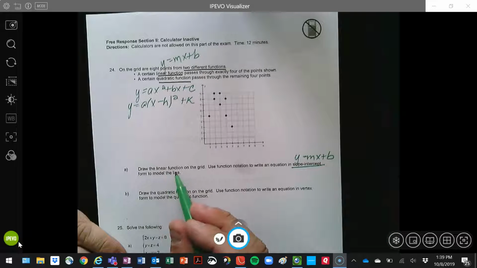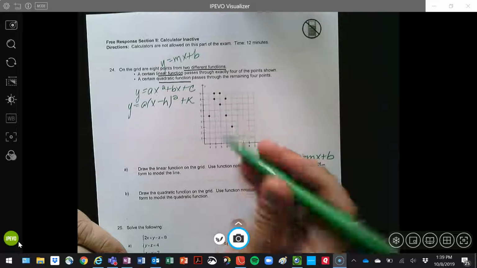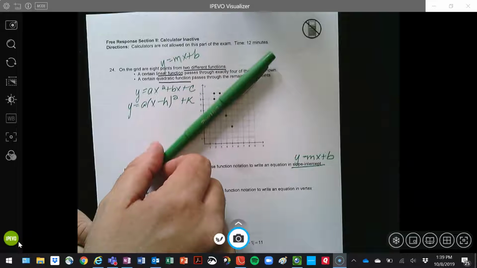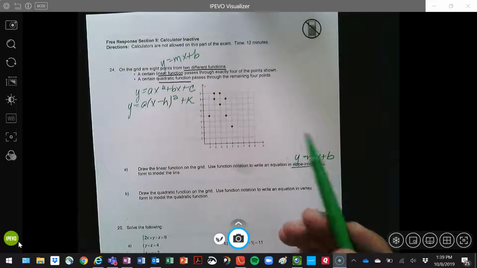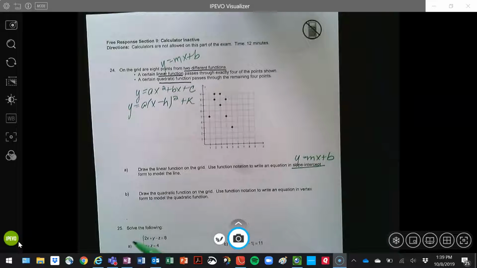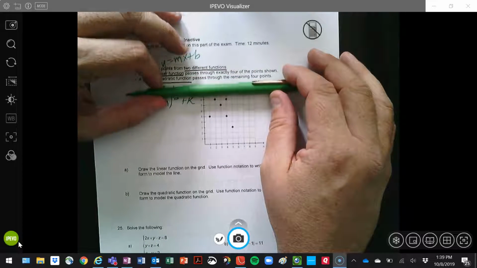So I need to draw the linear function. Now I've got a whole lot of points here, so I might connect a whole lot of them. But here's the thing. That linear function is going to pass through exactly 4 of the points. So take a second, look at the points, try to find 4 that you could connect with a line.